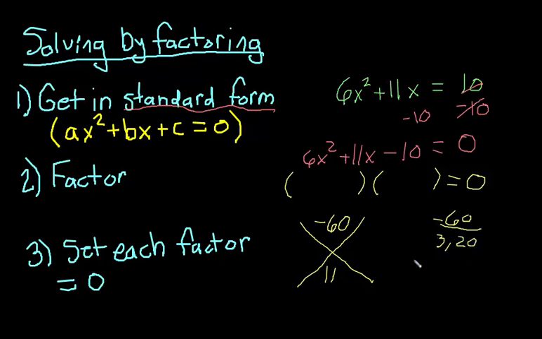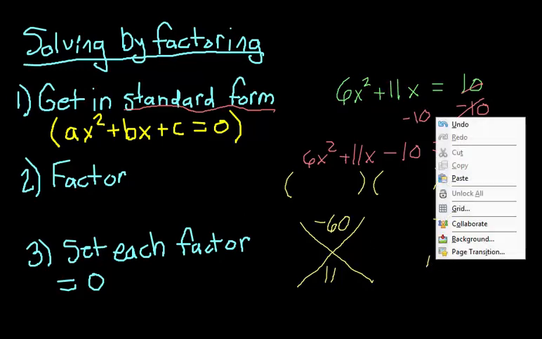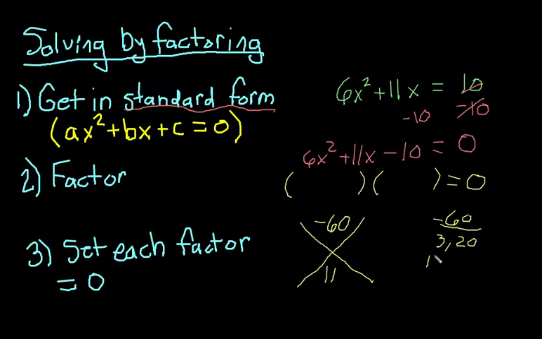Okay, no matter which one's negative here, that's not going to give me 11. Does 4 go into it? How many times does 4 go into this? 15 times. Oh, 15. So 15 and 4 actually would work here. But if I'm trying to get a positive 11, and remember I'm trying to get a negative 60, then that means it would have to be positive 15, negative 4.